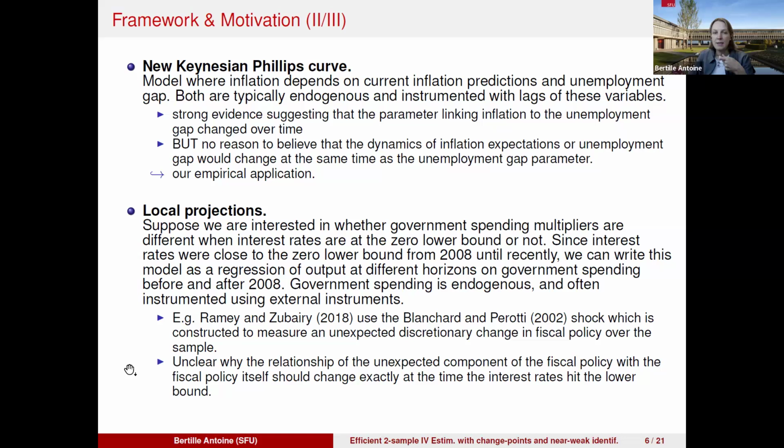So once again, this is a situation where it's not really clear why the relationship of the unexpected component of the fiscal policy with fiscal policy itself should change exactly at the same time as interest rates hit the zero lower bound, right? So this is a situation where the reduced form would be relatively stable, and then you would experience a change in your main equation or structural equation.